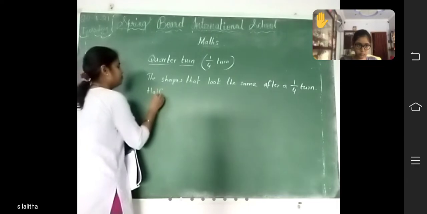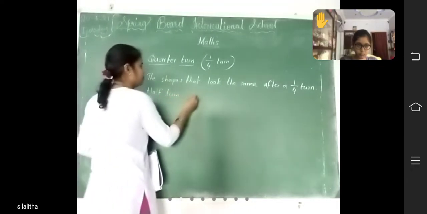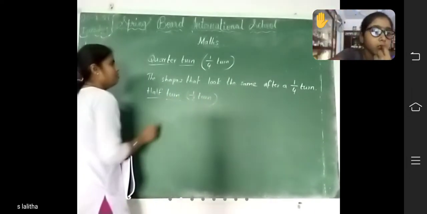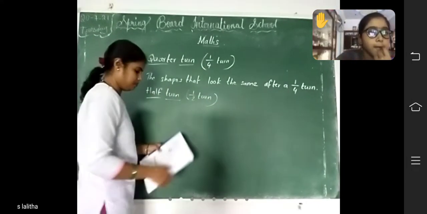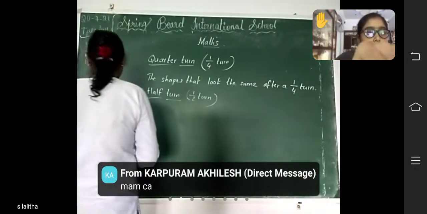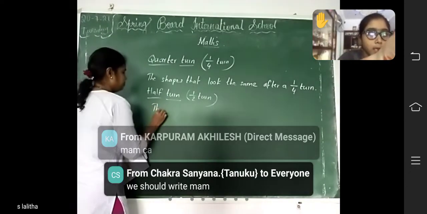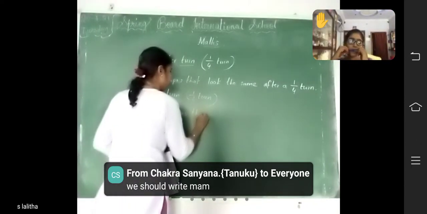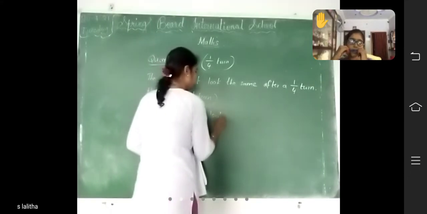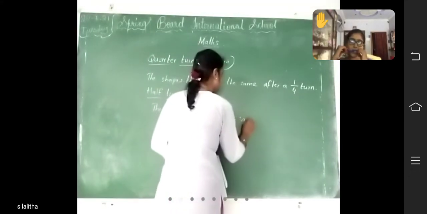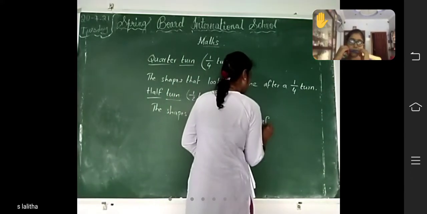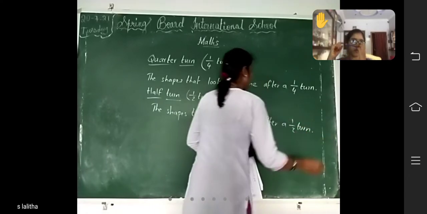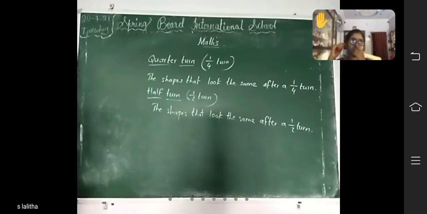Half turn. One by two, what do you call? Half. And 1/4, what do you call? Quarter. The shapes that look the same after a half turn.